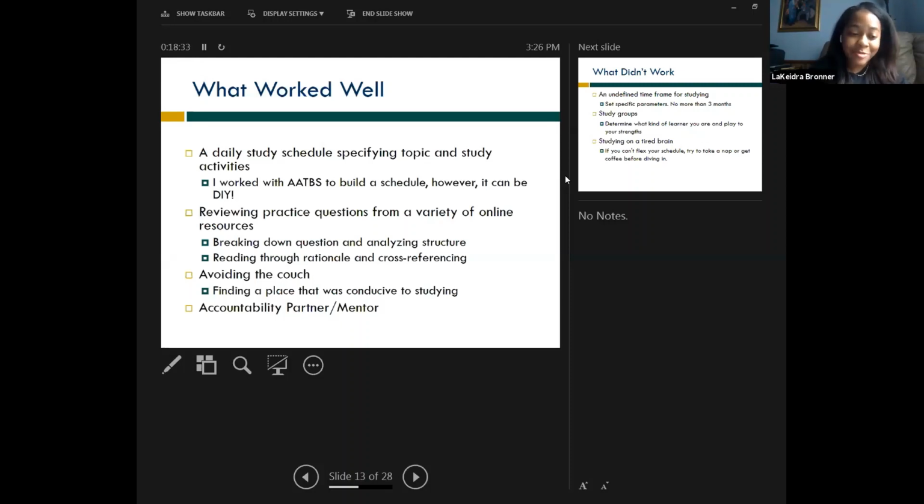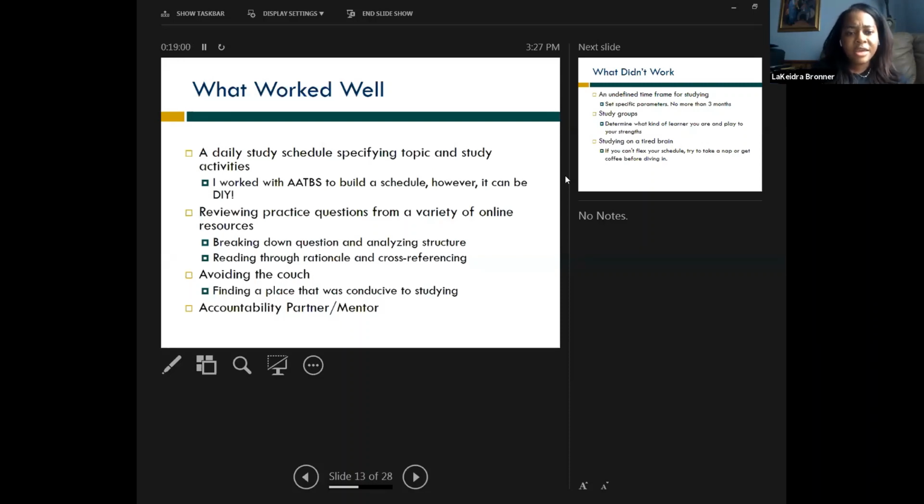Every time my bottom hit that couch, my eyes went shut. I was exhausted after working a full day, so I had to find a place that was conducive to studying. Sometimes I would go downstairs from my apartment to study in the coffee shop, or I would stay after work and study in the campus buildings, a place where I could make sure I was sitting upright, locked in, and actually focused on what I needed to do.